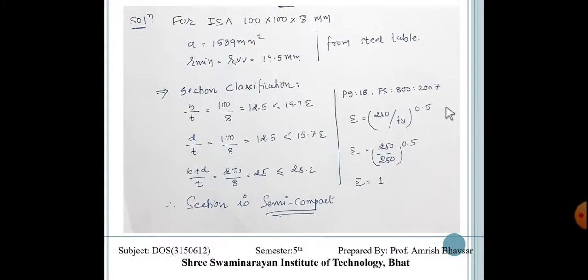Not number 2. In that they have given us the equation. So epsilon is equal to 1 for this case. Now the epsilon is 1, so our value is less than this value, and this 3 value is the value of semi compact given in that table. So our section is semi compact.